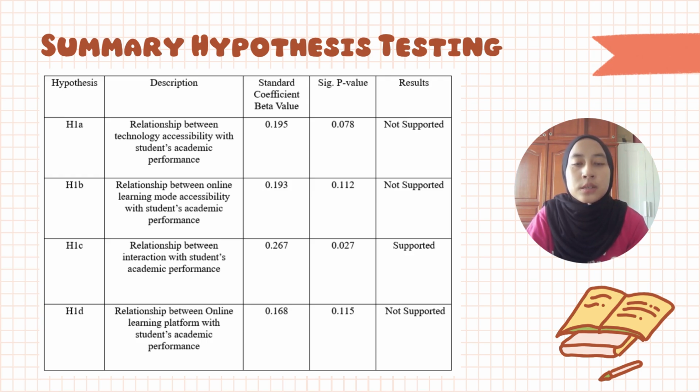Only the third hypothesis, which is a relationship between interaction with student academic performance, shows the significance with the dependent variable, which is the p-value is less than 0.05, which is 0.027, is supported the dependent variable.